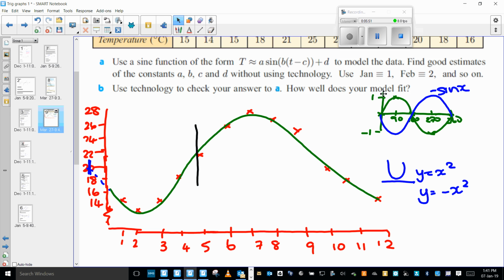Maybe I'm trying to go too far too soon. Maybe we should just start with the amplitude.